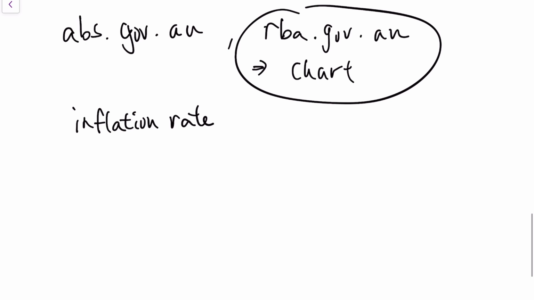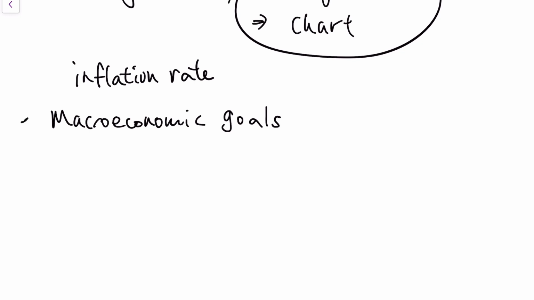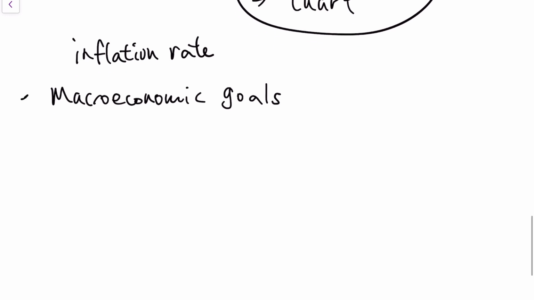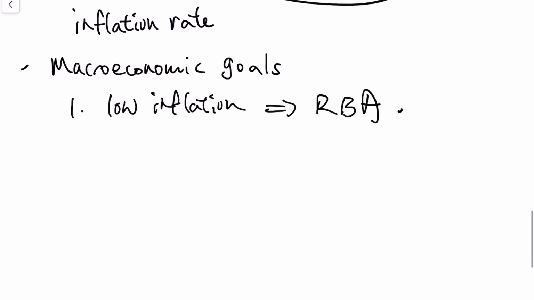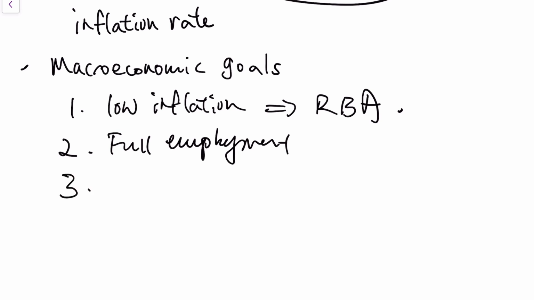Also, I think you will be introduced to macroeconomic goals. So this is what government tries to achieve. So there are 3 goals. So the first goal, low inflation. So this is primarily to do with the Reserve Bank of Australia. The second, full employment. The third is sustainable economic growth.